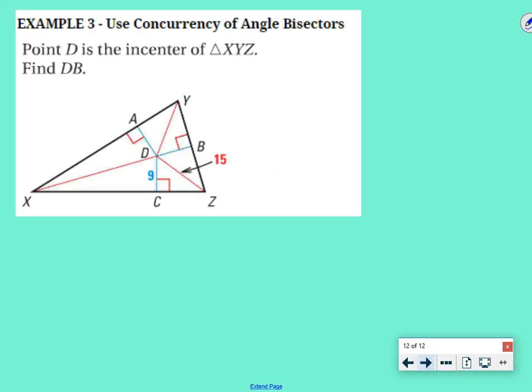So using that piece, example 3, use concurrency of angle bisectors. Point D is the incenter, which means it's the point where your angle bisectors meet, of triangle XYZ. Find DB. DB would be this piece right here. Well, we know that all these blue pieces are going to be equal by the concurrency of angle bisectors theorem. So we know that DB is going to be equal to DC, which is 9.